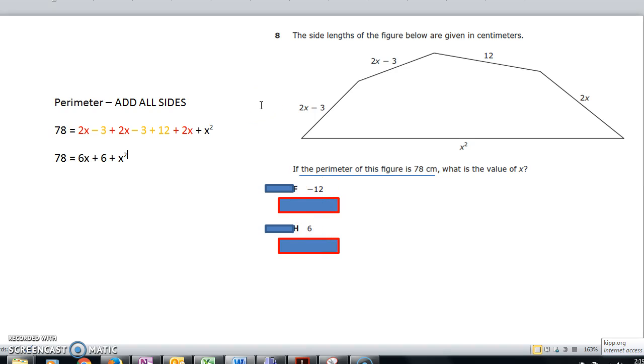As a note, remember, this is why you have to check every single answer choice. Sometimes they're going to try to trick you by giving you an answer choice that looks right, but there's a better choice. So the answer choice for this one that's correct is answer choice H.